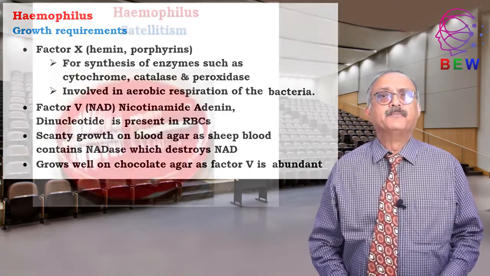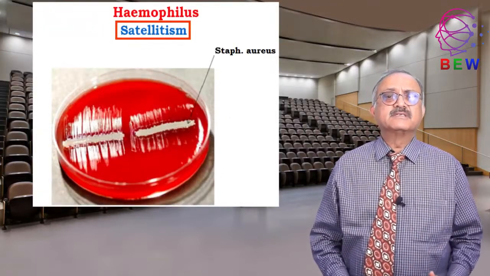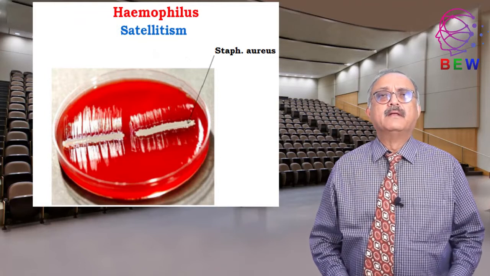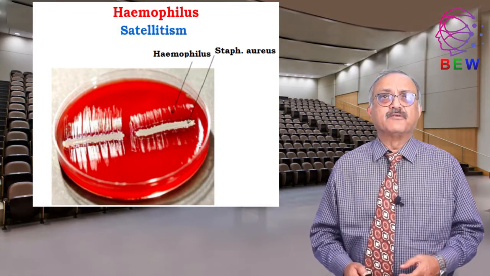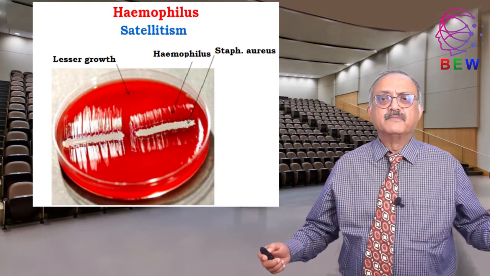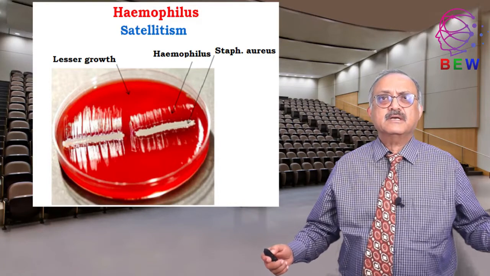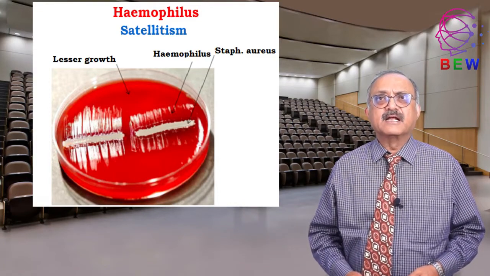What is satellitism? When Staph aureus is streaked across a blood agar plate, you will see the growth of Hemophilus closest to the Staph aureus and it becomes smaller as you go further away from the area of Staph aureus. This picture depicts the same phenomenon of satellitism.